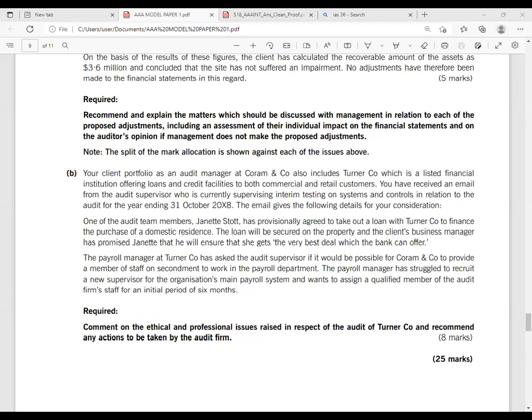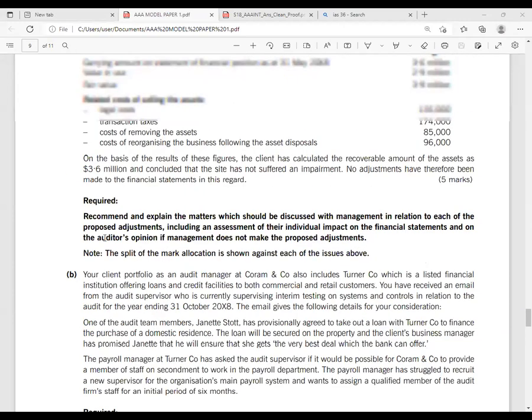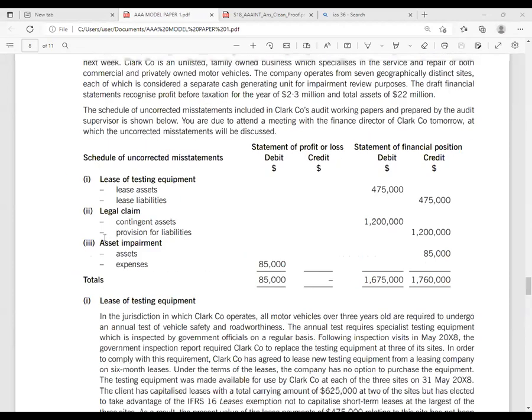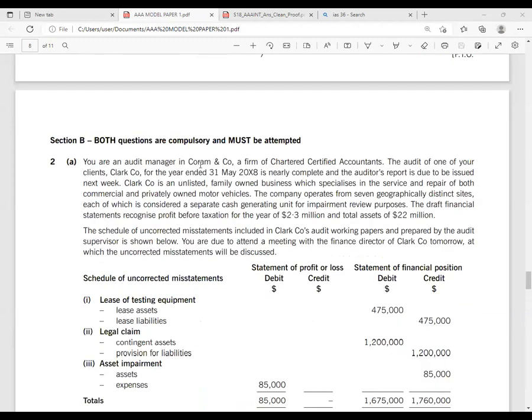All right, so we're told here, you are an audit manager in Coram & Company, a firm of CPA. The audit of one of your client's, Clerk Company, for the year ended 31st May 2018 is nearly complete, and the auditor's report is due to be issued next week.